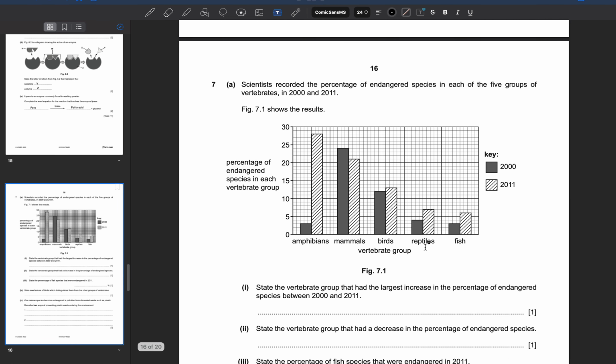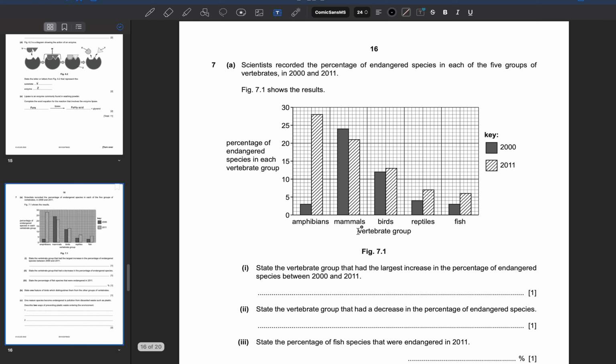Next, scientists recorded the percentage of endangered species in each of the 5 groups of vertebrates in 2000 and 2011. Figure 7.1 shows the results. We have here amphibians, mammals, birds, reptiles, and fish. These are the animals. We have the percentage of endangered species in each vertebrate group, and the dark one is 2000 and the shaded one is 2011.